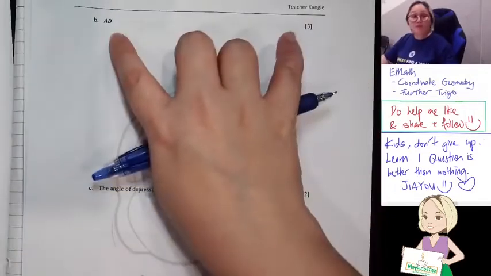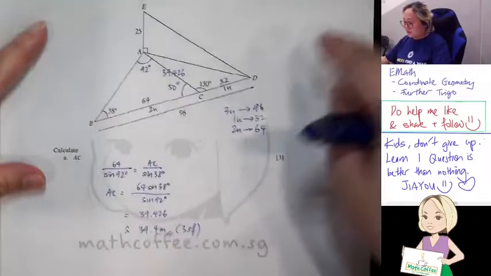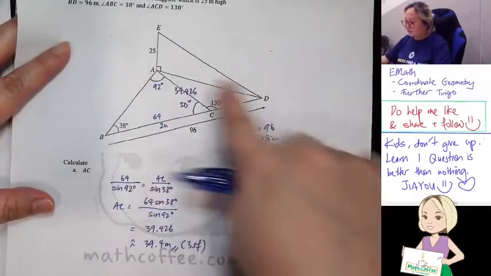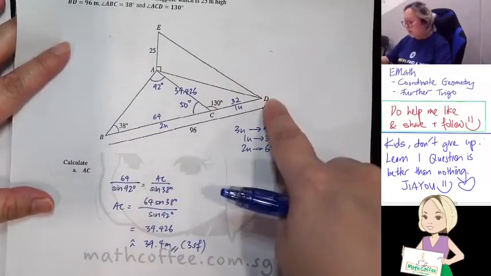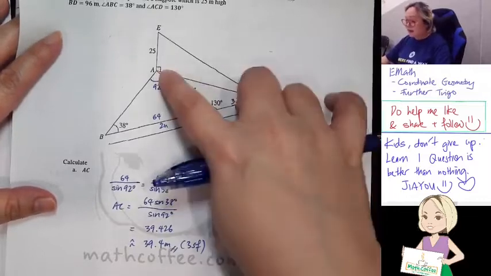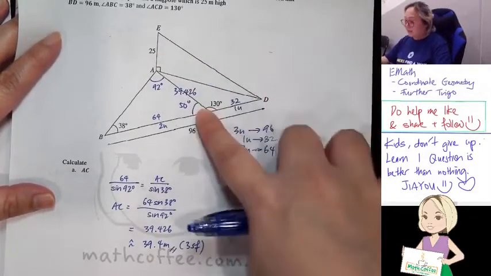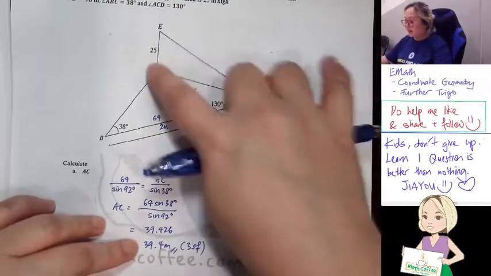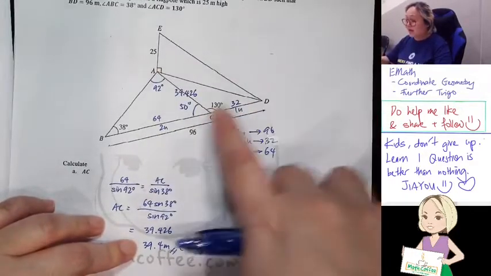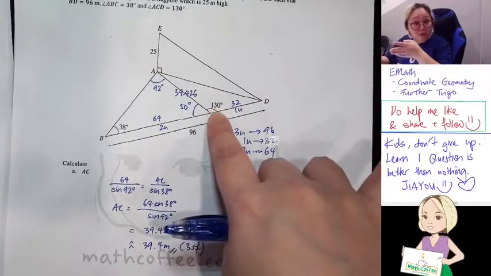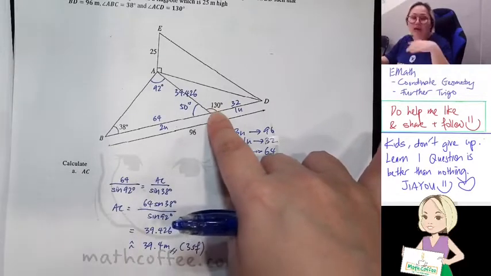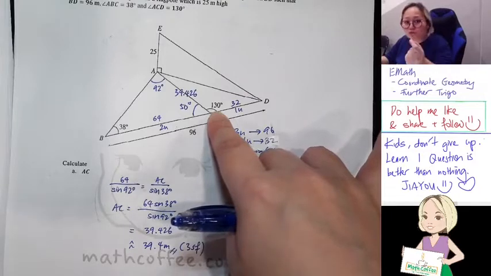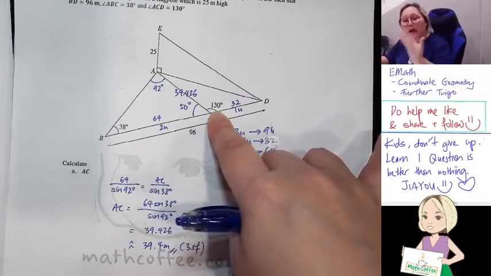Next, they ask me to find AD. Let's see, where is AD? AD is here. Okay? Not so difficult. Why? Because now, since I already found my AC, look at the triangle ACD. Now I have three pieces of information. I have the length AC, I have the length CD, I have 130 as well. The only bad news is I have to use cosine rule.